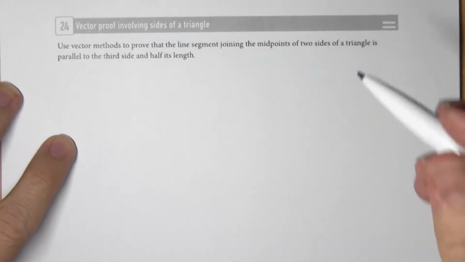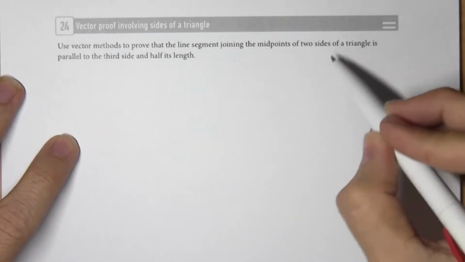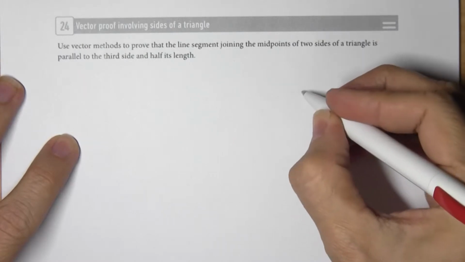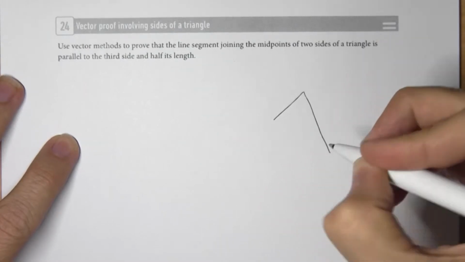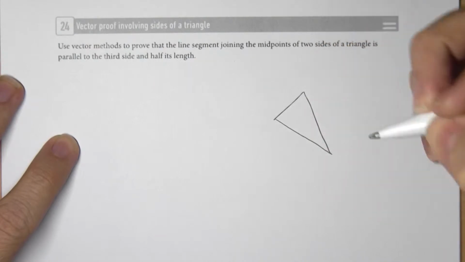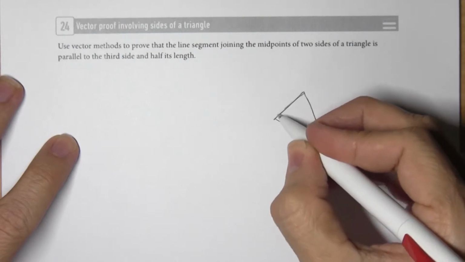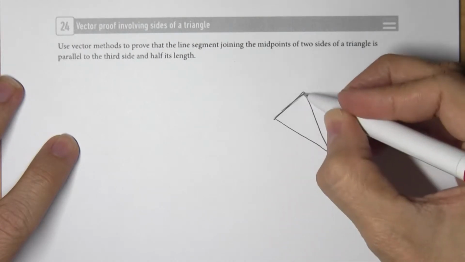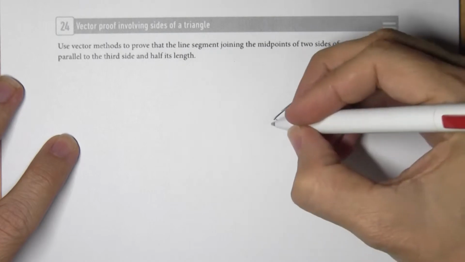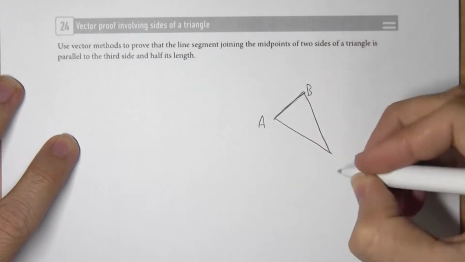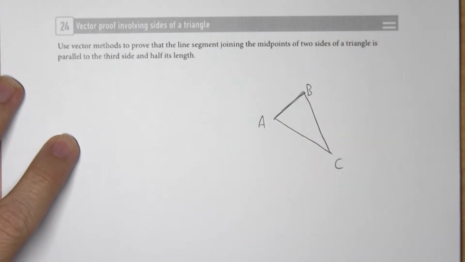First, let's draw the diagram. Our triangle, it doesn't tell me anything about the triangle, so it's best if you can draw yourself a scalene triangle. That actually looks a little bit isosceles. I should have tried harder to make it scalene. The idea is to stop yourself assuming things that aren't true. So let's call it A, B, C.